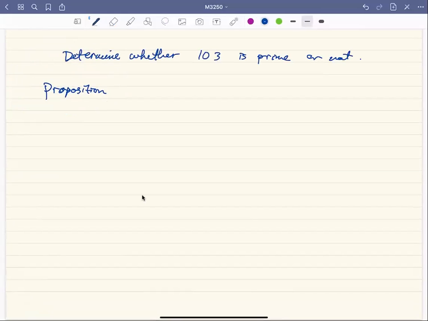So in this video, I want to talk about what's called the Sieve of Eratosthenes. And before we do that, I want to talk about the following proposition. It turns out if you want to determine whether some integer is a prime, let's say you want to run a computer program and you want to determine whether or not, say, 103 is prime.